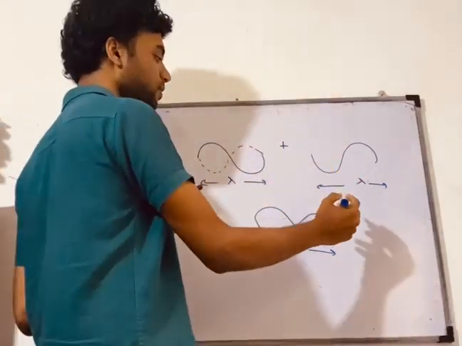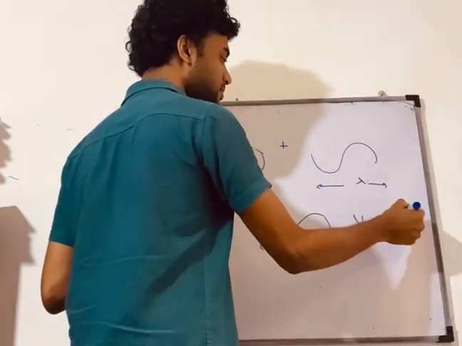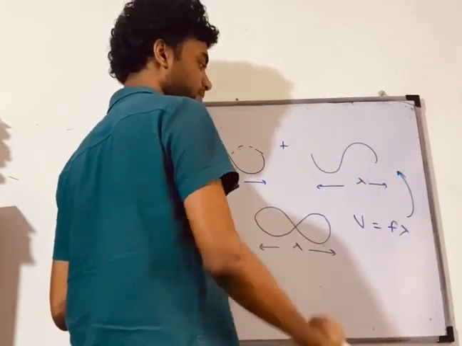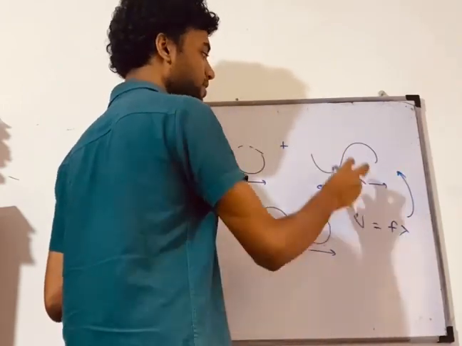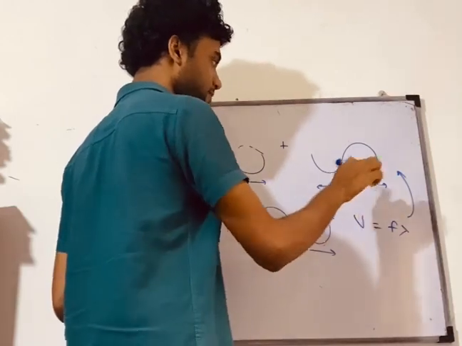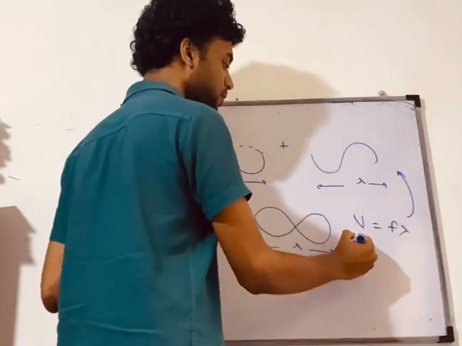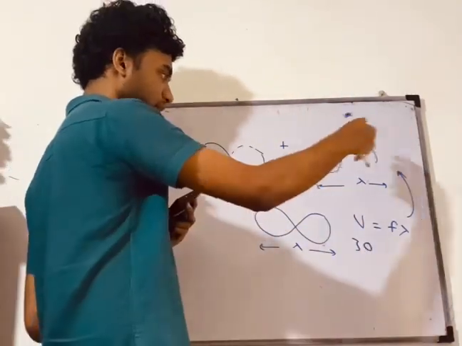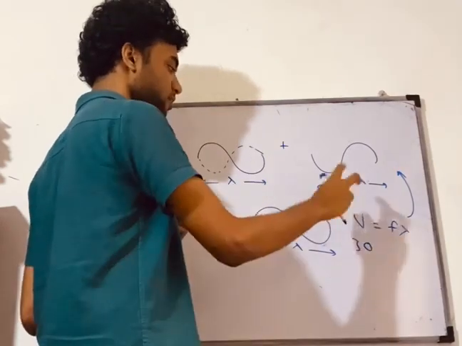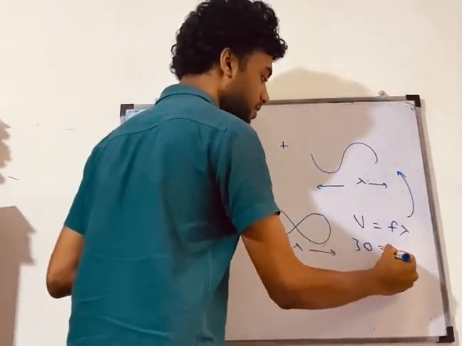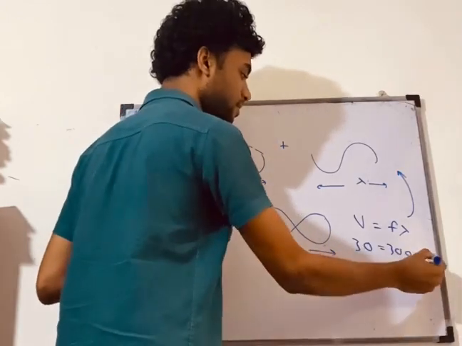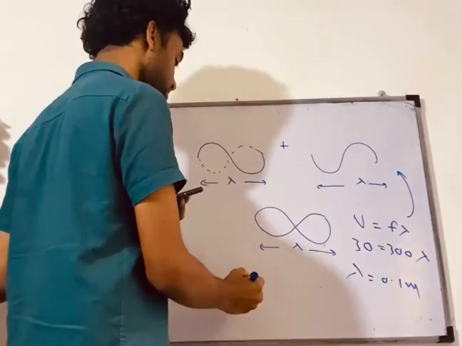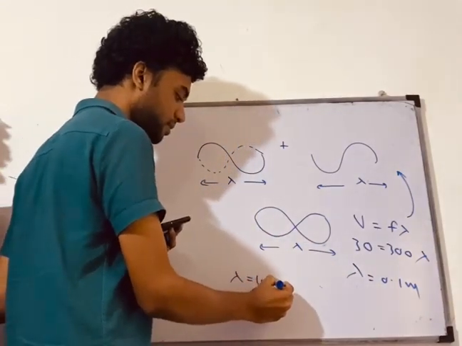Now we know V is equal to what? F lambda. We can apply this to this transverse wave and we can find the wavelength. What's the velocity of this transverse wave? It's going to be 30. The velocity of the transverse wave is going to be 30, since it's a progressive transverse wave. What's the frequency? 300. What's the lambda? We can find lambda, that's equal to 0.1 meters. So lambda is equal to 10 centimeters.